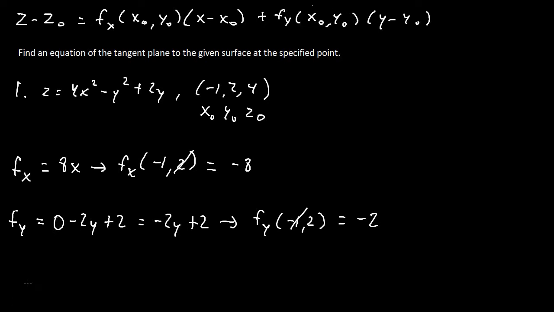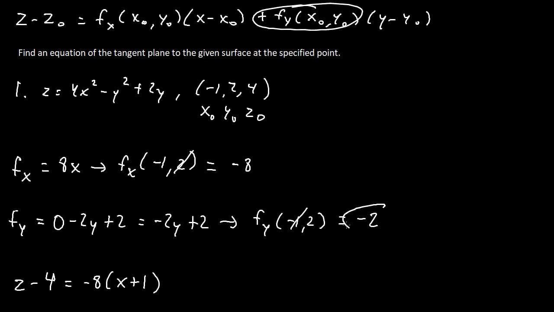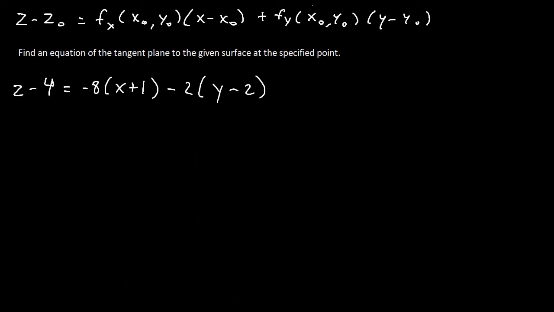So now if we write our formula here, once again it's going to be z minus z0, this time z0 is going to be 4, so z minus 4 equals, now f sub x evaluated at x0, y0 we got as negative 8, so negative 8 times x minus x0. x0 is negative 1, so if we subtract negative 1, we're going to add 1. And then plus f sub y evaluated at x0, y0, we find that to be negative 2. So we can add negative 2 or just say minus 2 times y minus y0. In this case, y0 is 2. So y minus 2.